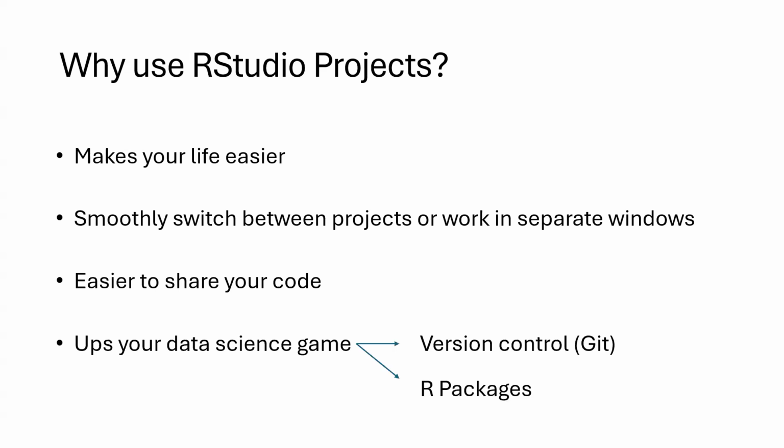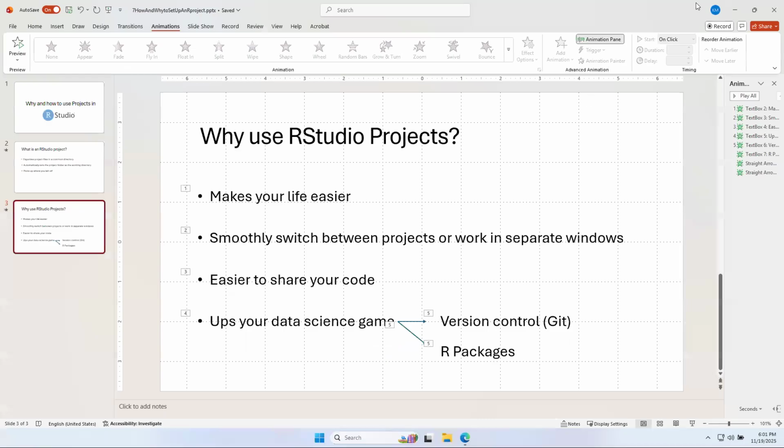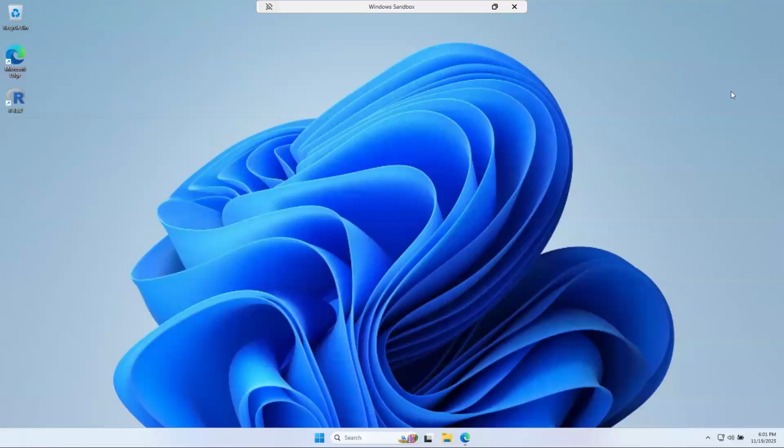And it really can up your data science game for not a whole lot of extra work. Projects are used in version control in R, which I will talk about in another video. They're also used to make R packages, which I won't talk about, but that's what allowed me to make an R package, and has a lot of cool built-in stuff. So now that I've gone through the what and the why, I will get into the how.